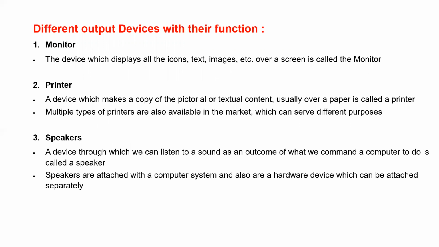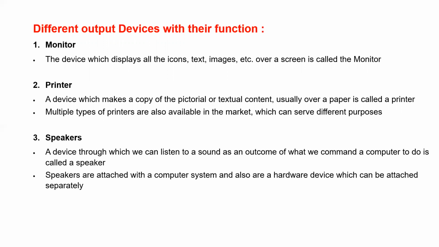Let us say the first one is the monitor. It is a basic output device. The device which displays all the icons, text, images and results on a screen is called a monitor. There are various types of monitors available. The second one is the printer. This is the device which makes a copy of pictorial or text contents, usually on paper. Nowadays, multiple types of printers are available in the markets for different purposes.